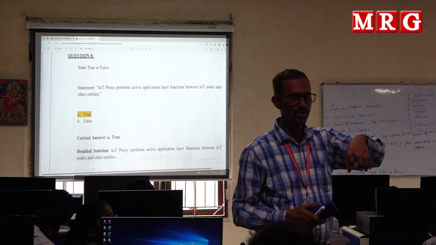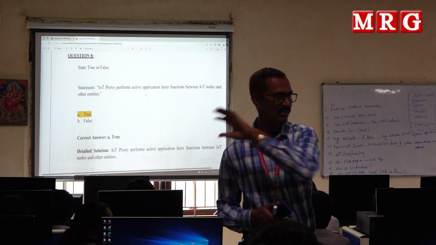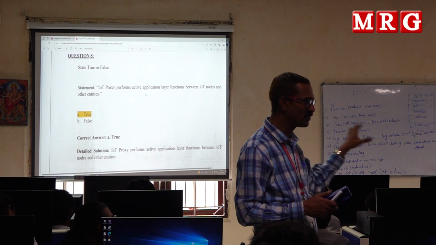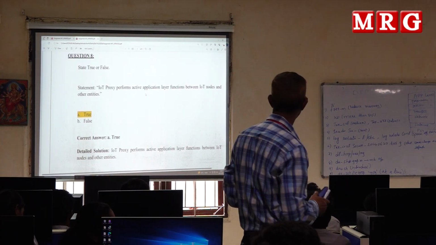Sensors, multiple sensors, central node, then gateway, then cloud, then remotely accessed. This picture you should always keep in mind. For every question this picture should be there. What is happening in IoT? That is happening in IoT.